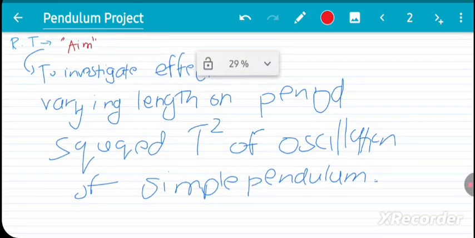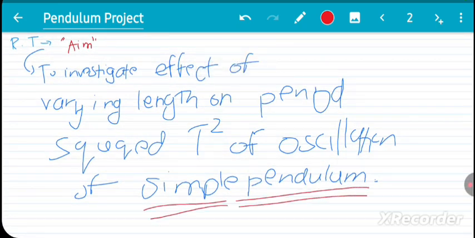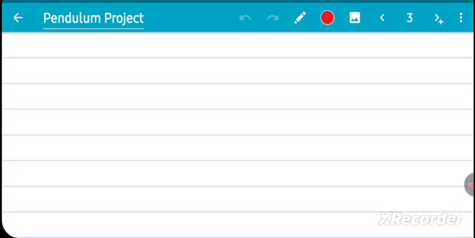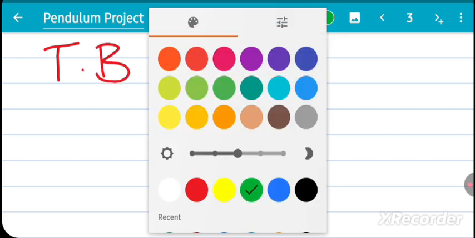So this is the instrument that you're going to be interacting with in the lab, a simple pendulum. But what exactly are you going to be doing? You're going to be investigating the effect of varying or changing length on period squared, T squared, of oscillation of simple pendulum. So this will make sense shortly. So now we can talk about the theoretical background. What is the physics behind this? How does it all relate?